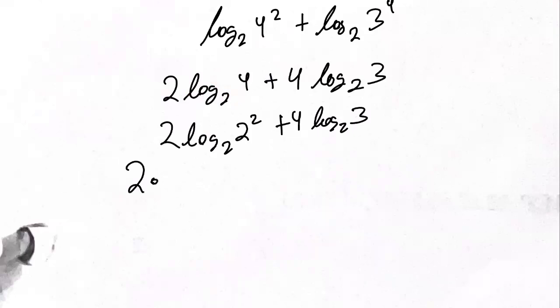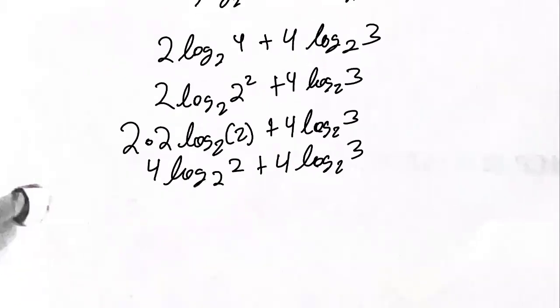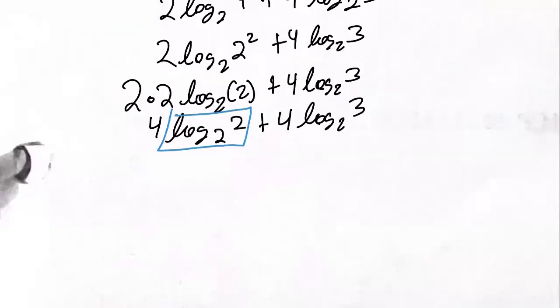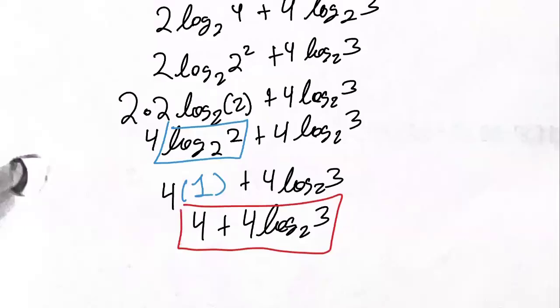Use the power rule again. Simplify. Now, the only one that can simplify is log base 2 of 2. Do you guys know what you'll get when you take the logarithm of itself? Yep. So then the final answer would be 4 plus 4 log base 2 of 3. And that is your final answer.